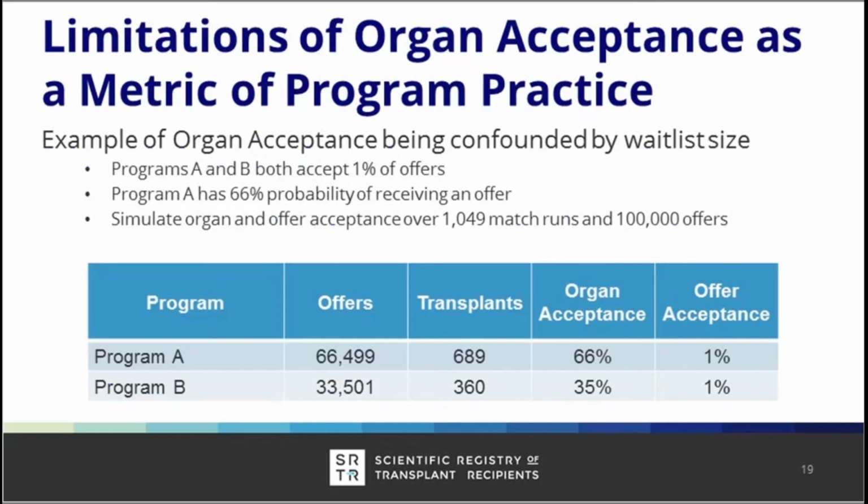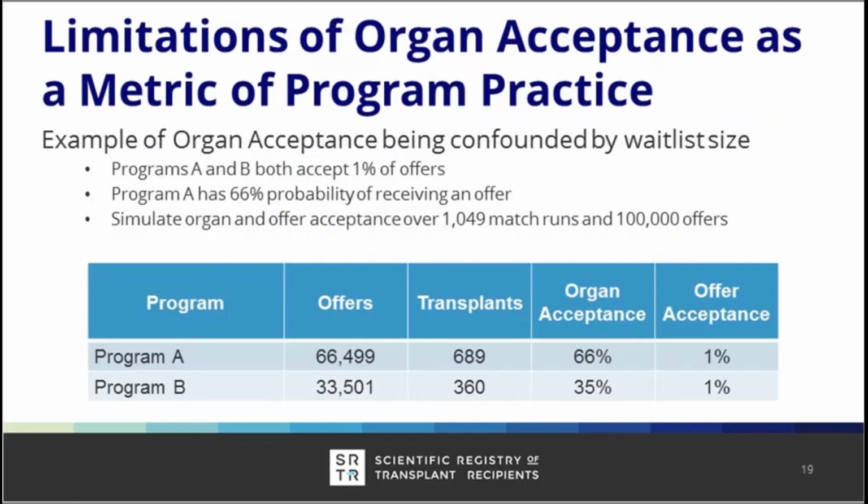To illustrate this, I won't spend a lot of time here, but we ran a simulation to sort of illustrate this point. We are simulating two programs here, Program A and Program B. Program A is about double the size of Program B, so they get more offers. They've got a larger wait list, for example. Each program in the simulation has a 1% chance that they're going to accept any offer. In other words, their acceptance practices are exactly the same.